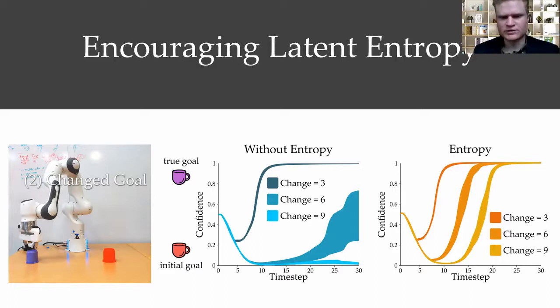We extend this one further so that much later in the task, the human changes their mind. Here, after 9 time steps, you'll notice that when the robot doesn't incorporate entropy into latent space, it's completely stuck. There's no way to get away from the initial goal. Whereas when we have this entropy and encourage the robot to learn actions that move between these goals, the human is still able to change the robot's mind, even if it is very confident.